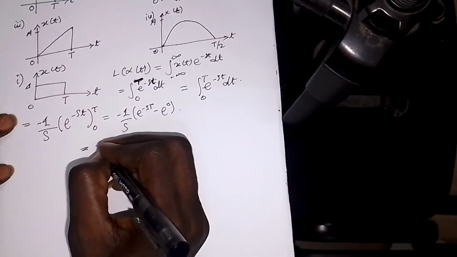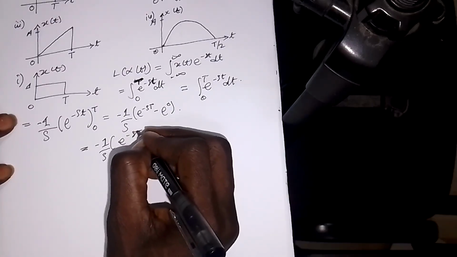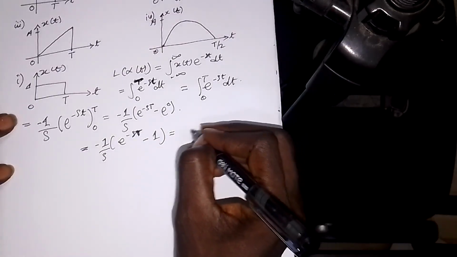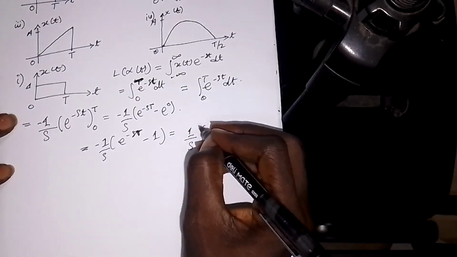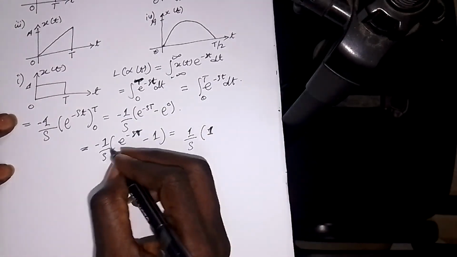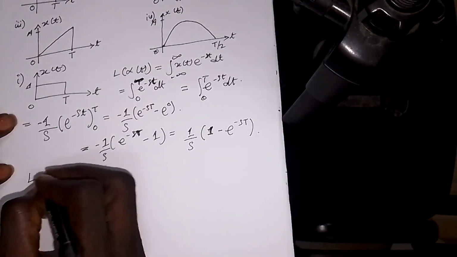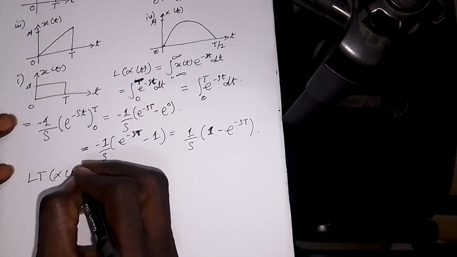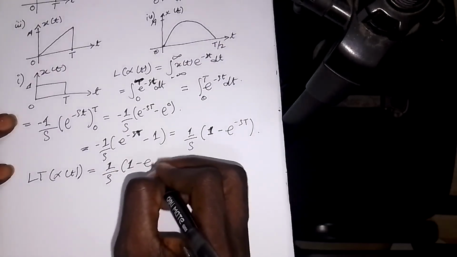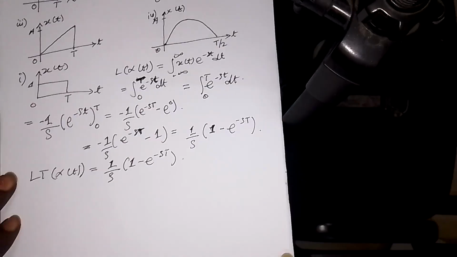Let me simplify it further. I'll have minus 1 over s times e to the minus sT minus 1, which is actually equal to 1 over s times: if I multiply this by this, I'll get positive 1, and if I multiply this by this, I'll get negative e to the minus sT. So the Laplace transform of x of t with respect to this function is going to be 1 over s times 1 minus e to the minus sT. That's the first signal, that's its Laplace transform.